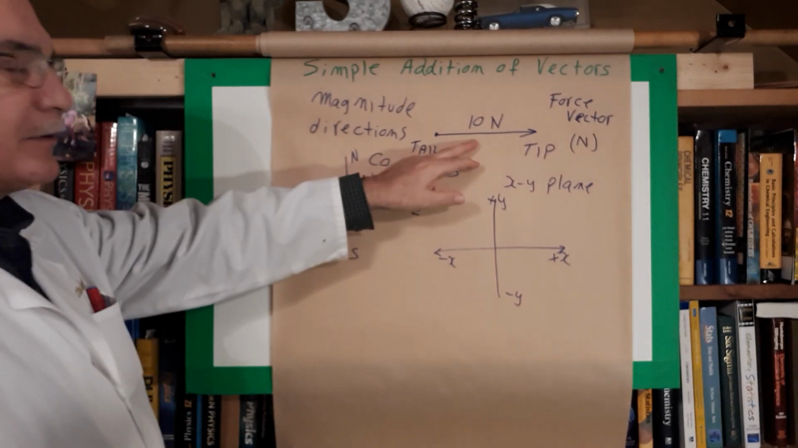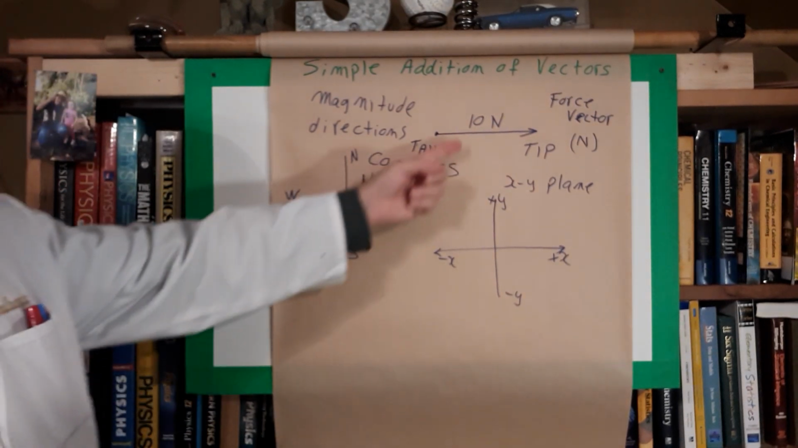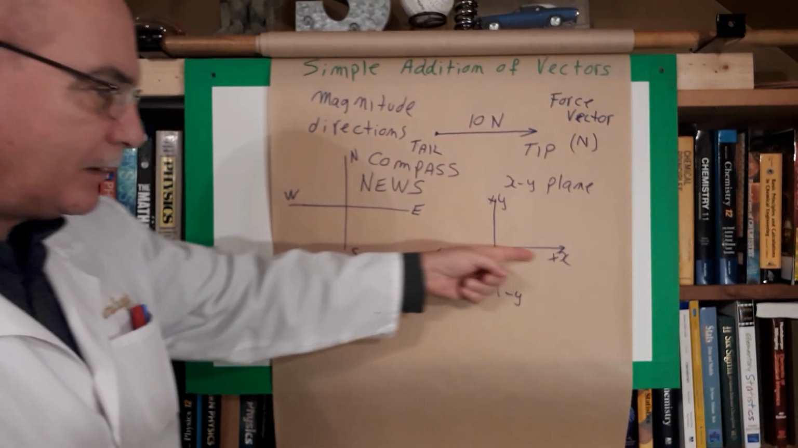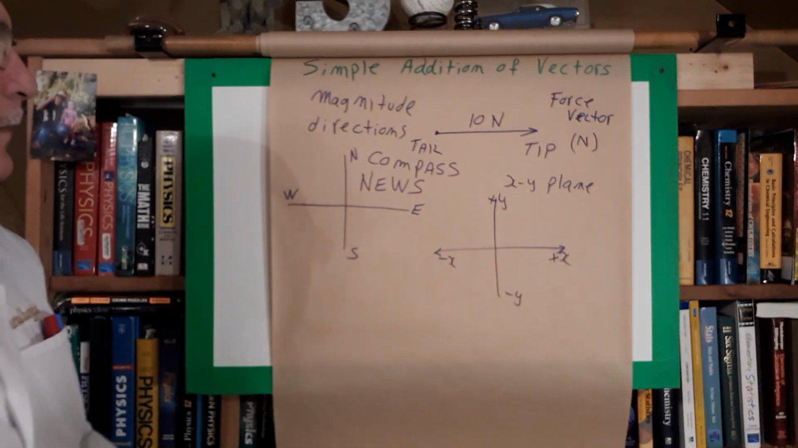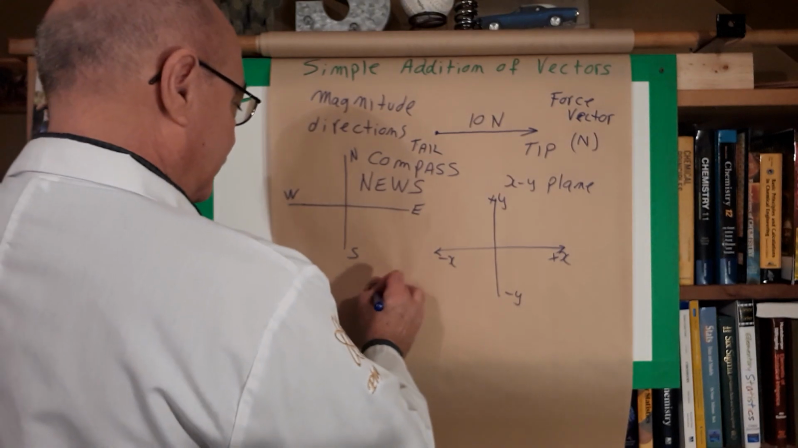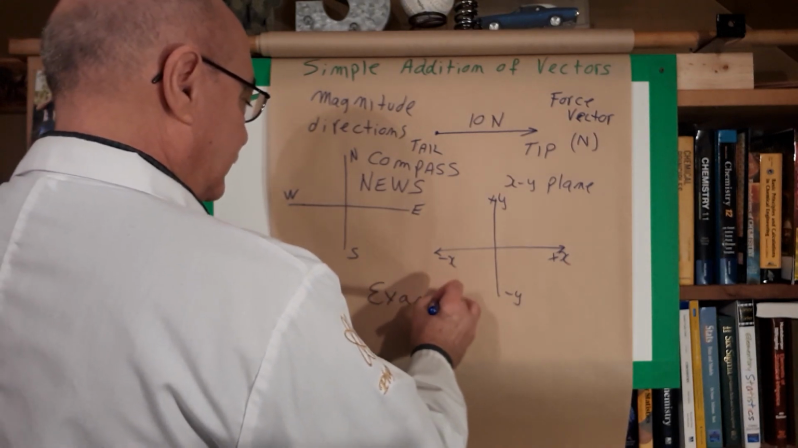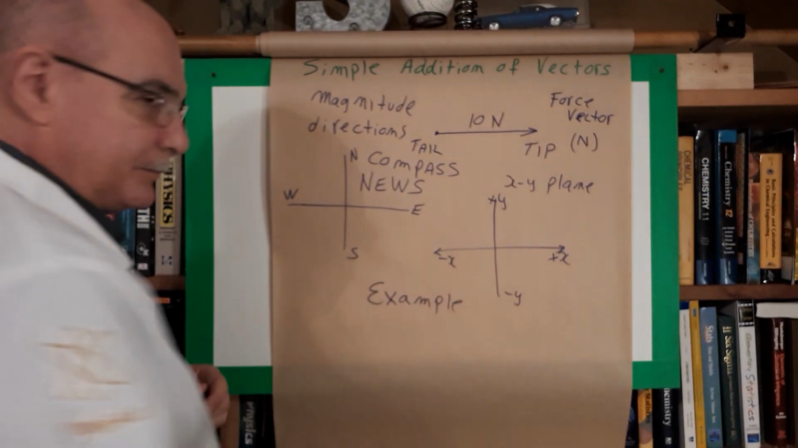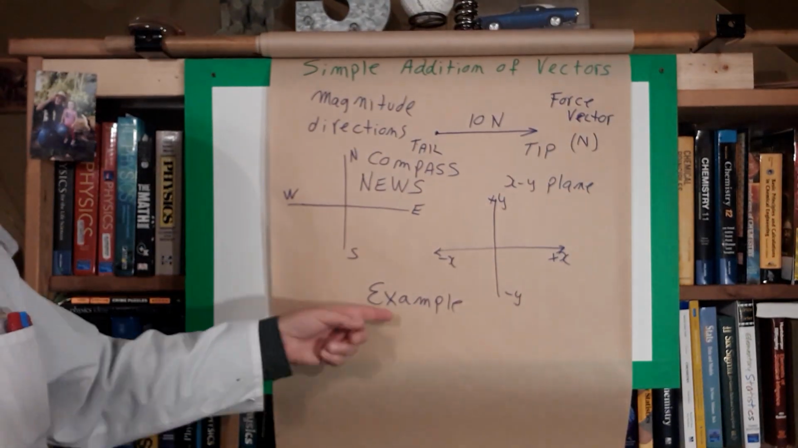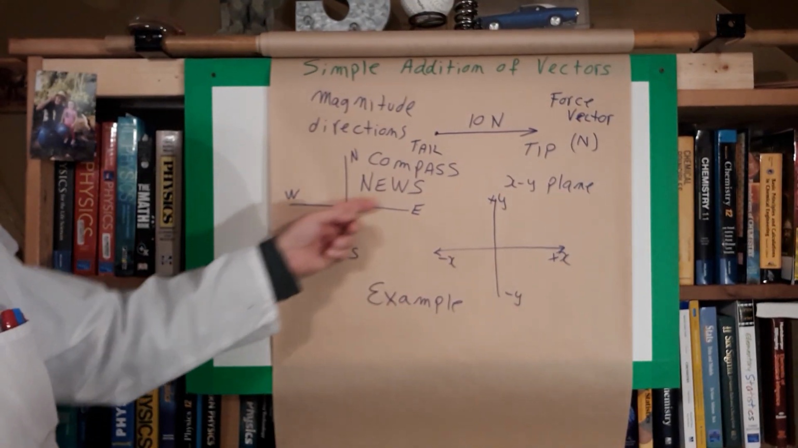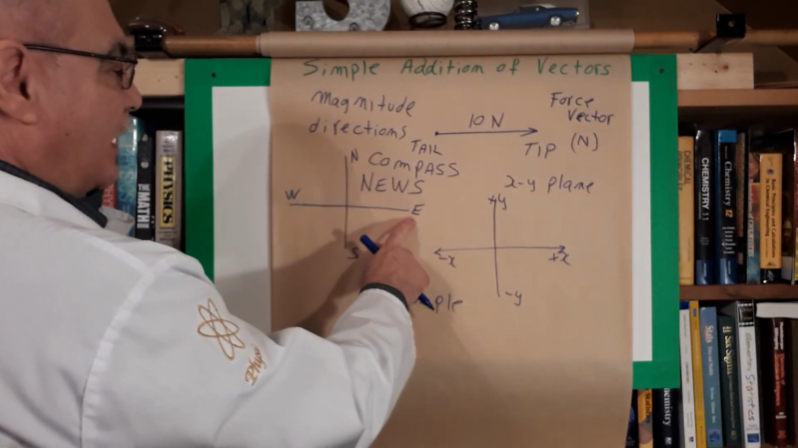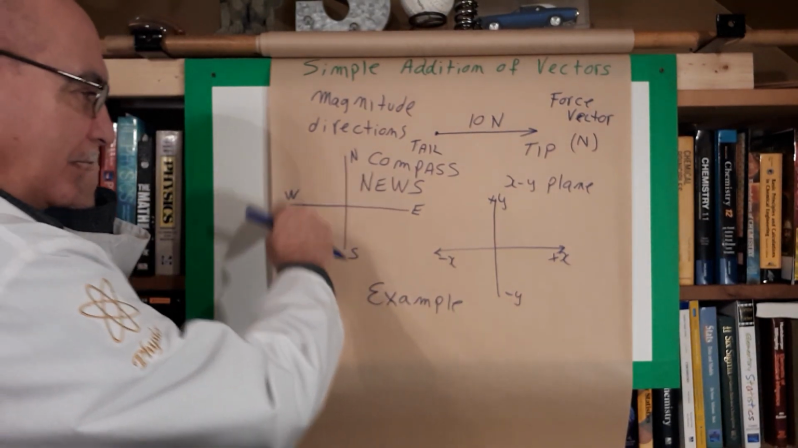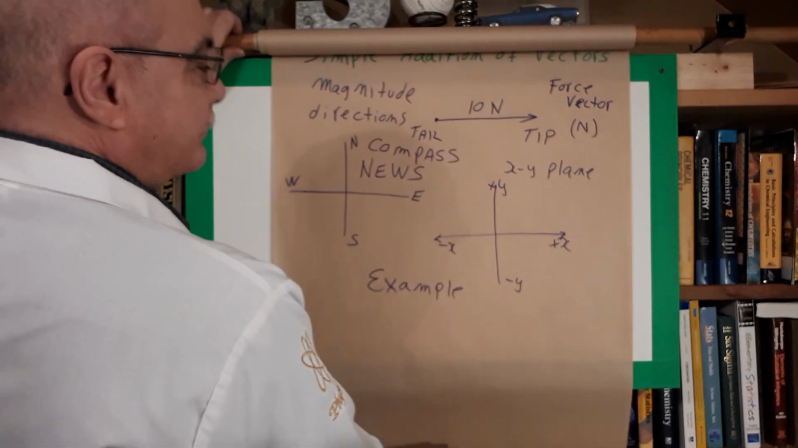So taking this vector now with magnitude and direction, it has a magnitude of 10 newtons going along the positive x-axis, going that way. Let's do an example. And for the sake of completeness, if I wanted to use the compass, this vector right here is traveling east. I could make east positive and west negative, but that's for another video. We're going to stay with this one.